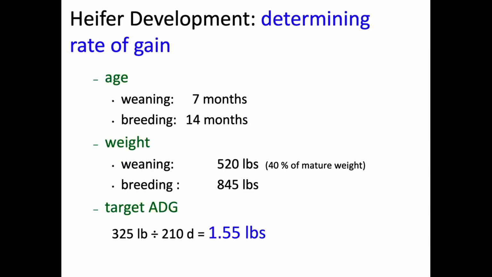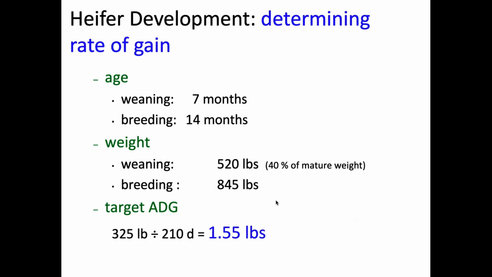So how much do we need those heifers to gain? If we look at weaning those heifers at about 7 months of age and breeding them at 14 months of age, I kind of started off on the lower end and said they were only weighing 40% of their mature weight when we weaned them. Really, we're going to want them to be a little bit more than that, but just to show if we were only at 40%.